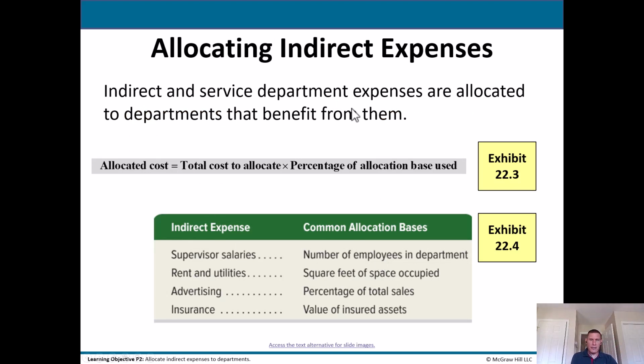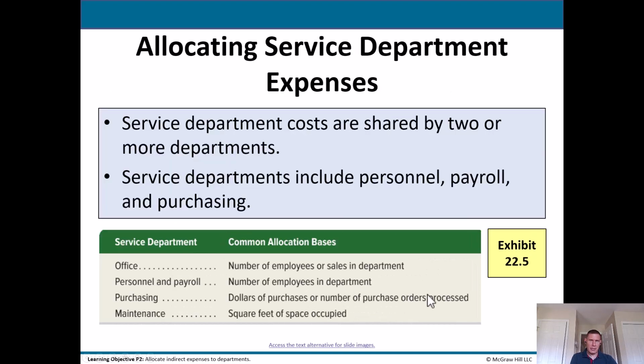Indirect and service department expenses are allocated to departments that benefit from them. The allocated cost equals the total cost to allocate, and we'll see an example of this in a second, times the percentage of allocation base used. We don't have to use these; they're just some examples of allocation bases that are common in industry. Supervisor salaries: number of employees in departments. Rent and utilities: square feet of space occupied, which makes sense. Advertising: percentage of total sales. And insurance: the value of insured assets.